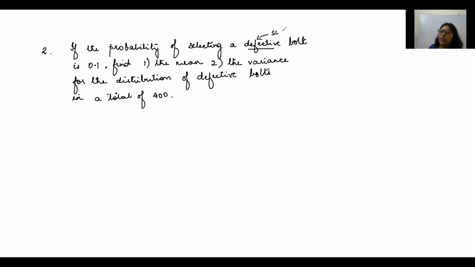Getting a defective whole is success for us, and that means P is 0.1. And Q is 1 minus P.